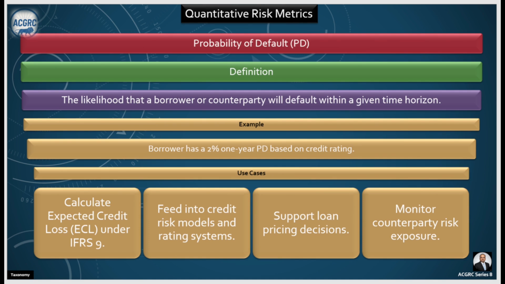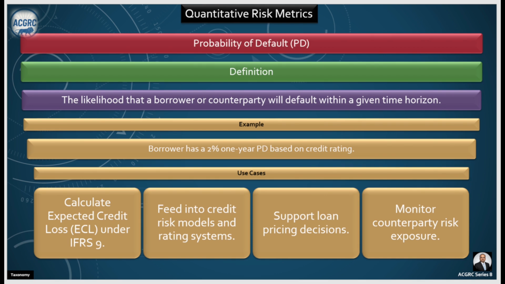Probability of default. Well, this is the likelihood that a borrower or counterparty will default within a given time horizon. Example, a borrower has a 2% one year probability of default based on credit rating.